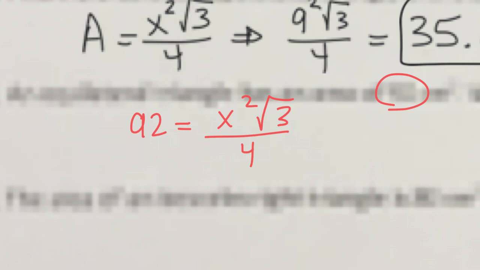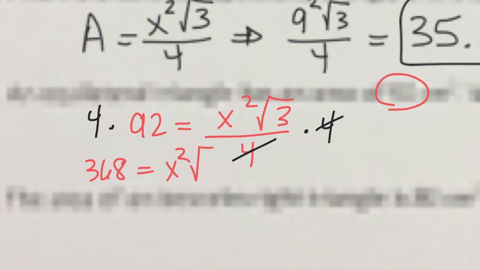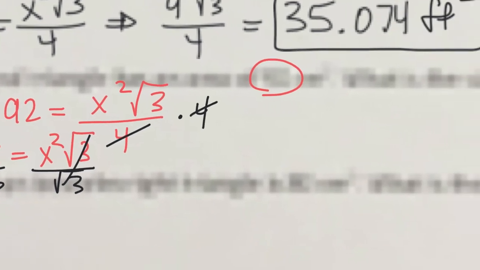Okay, solving this problem for x, your first step is to multiply everything by 4, right? Multiply by the denominator, and that eliminates your denominator from your problem. 92 times 4 is 368, equals x squared times the square root of 3. Okay, and now we divide both sides by root 3, right? We are multiplying here x squared times root 3, so we divide by root 3, and this will give us a decimal. The decimal is 212.465, my calculator says.